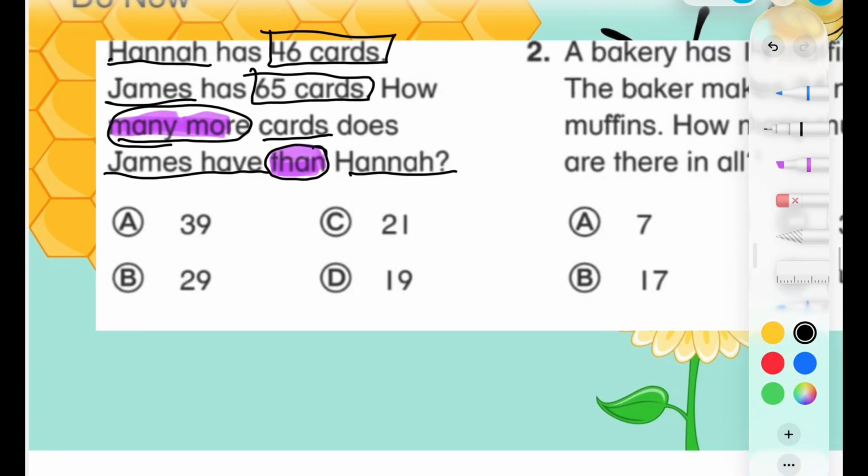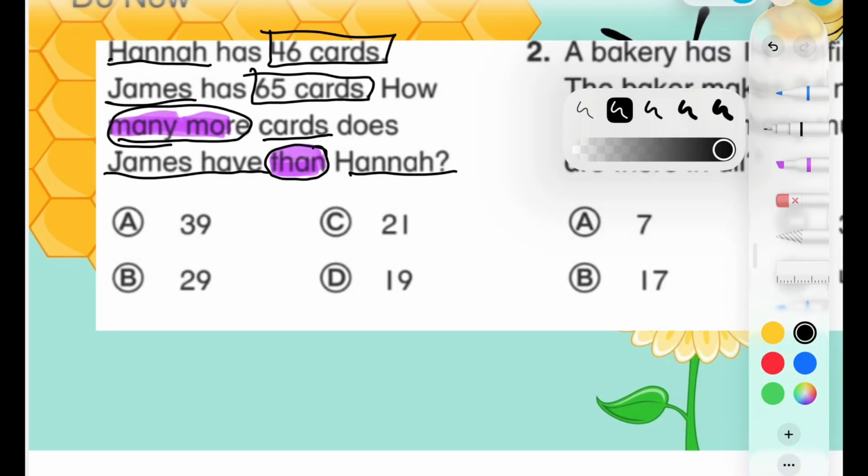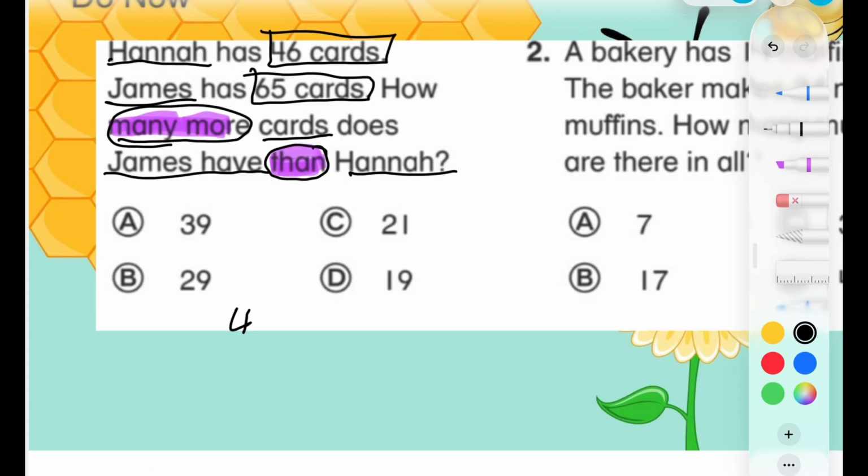So to solve this, we have to solve 65 minus 46. Now we start off with 65 because the text says James has 65 and Hannah has 46. So in that order, that's the order of our number sentence. So now we're ready to subtract.